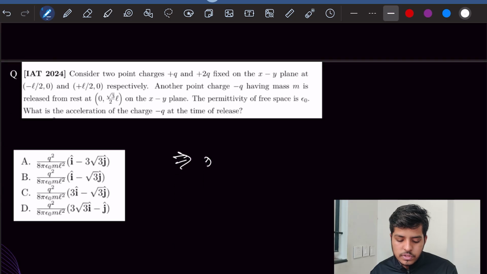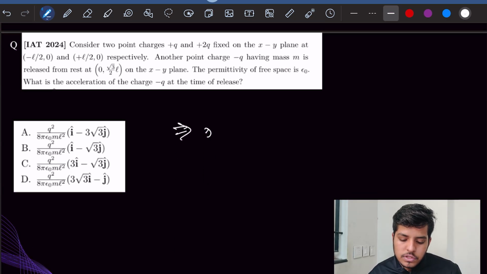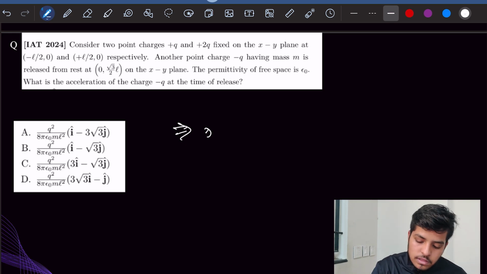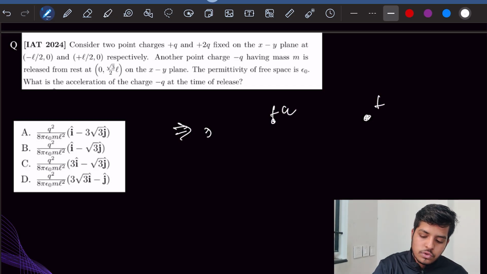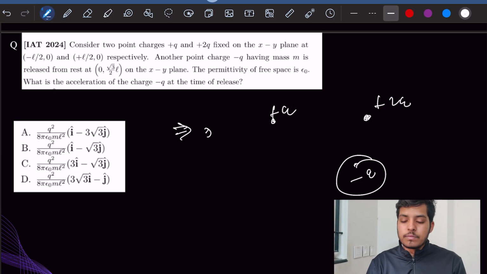Let's move to the next question. Consider 2 point charges +Q and +2Q fixed on the XY plane at -L/2 and +L/2 respectively. Another point charge -Q having mass M is released from rest at (0, √3 L). So this is +Q, this is +2Q, and this is -Q. We have to find the force on -Q due to this +Q and +2Q.